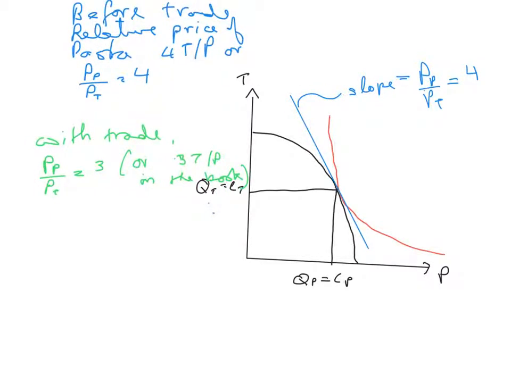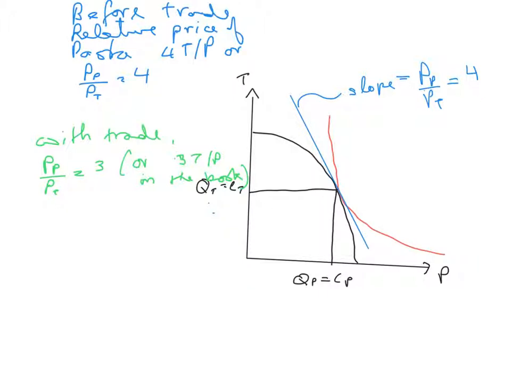We're told that with trade, the relative price of pasta in terms of togas is 3. So what we see is that in free trade, actually pastas are cheaper than what it costs this country to make. This country is making pastas at 4 togas, but in the foreign market, you can get a pasta for 3 togas.